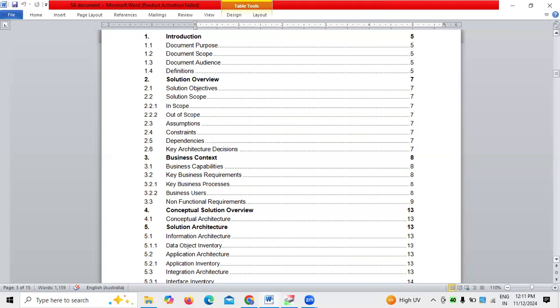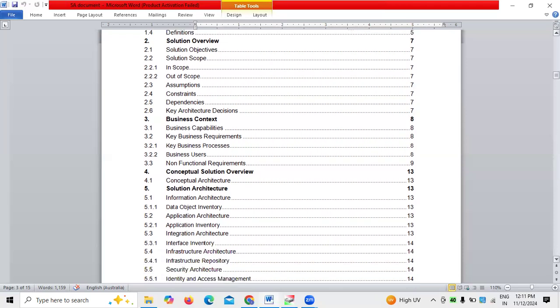Next, business context. This is where we need to understand the business capabilities, because you are developing a solution roadmap, a technical roadmap, which must be aligned to the business capabilities of a business or an enterprise. Only then will the solution you develop have value in terms of usage to the customer. This is where business capabilities come into the picture.